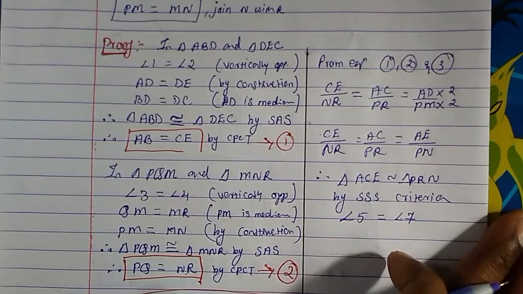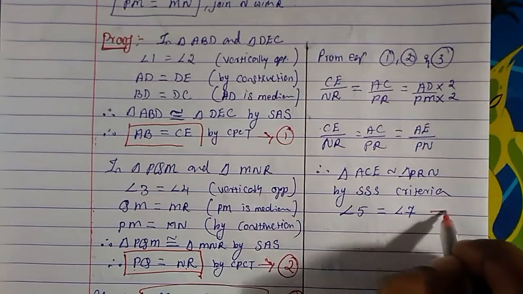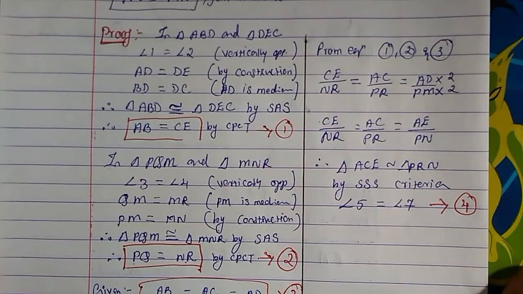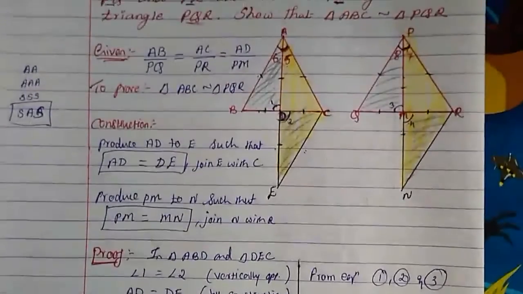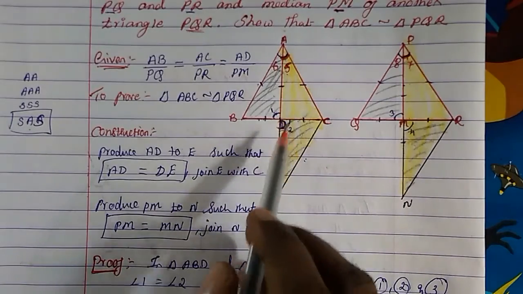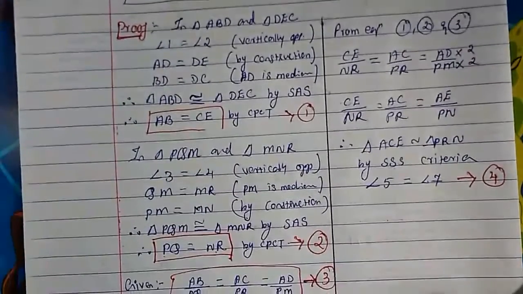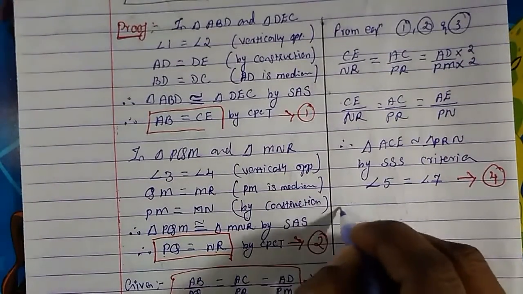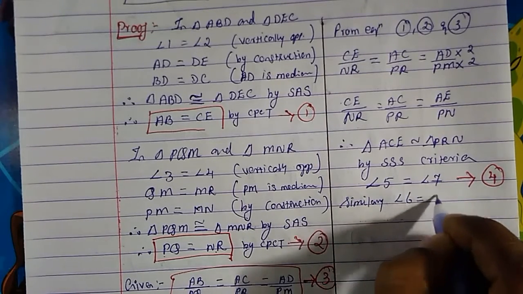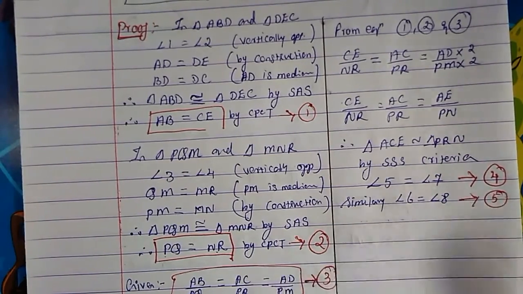Okay, this is already equation 3, so let's consider this as equation 4. Similarly, as we have proved this angle equal to this one, with the same procedure we can prove that angle 6 is equal to angle 8. We don't need to do the whole procedure, but you can mention that similarly we can prove that angle 6 is equal to angle 8. You can keep this as equation 5.